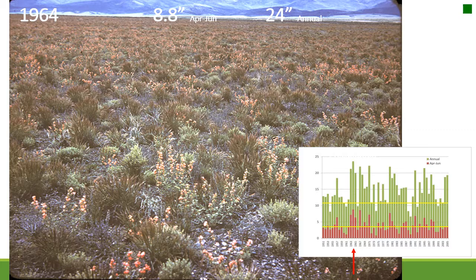Most of these grasses in the foreground appear to be bottlebrush squirreltail, and they are just going off. The forb looks like Sphaeralcea munroana, possibly, which is just a globemallow. But yeah, we see a really healthy perennial community here.